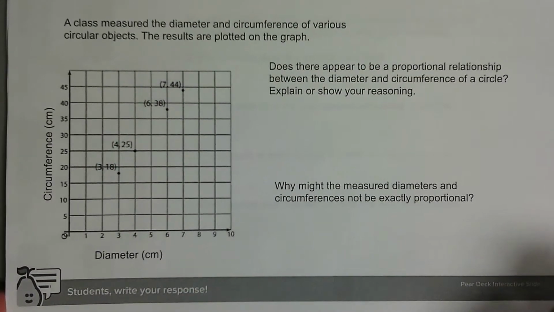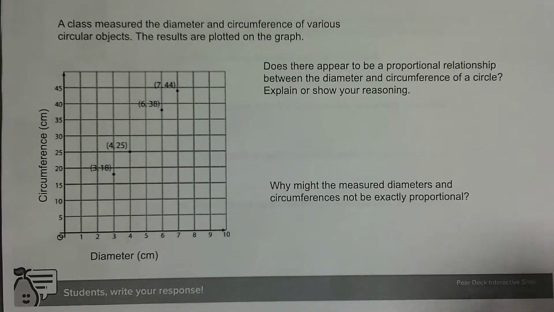Next, we have a class measured the diameter and circumference of various circular objects. The results are plotted on the graph. Does it appear to be a proportional relationship between the diameter and circumference of a circle? Explain or show your reasoning. Why might the measured diameters and circumferences not be exactly proportional?